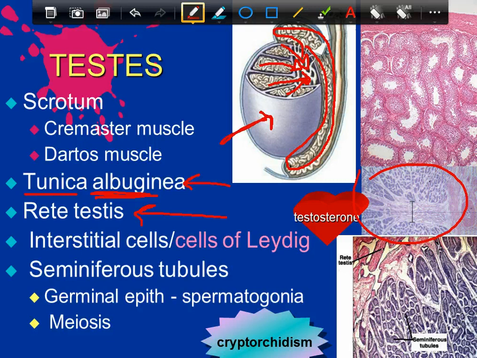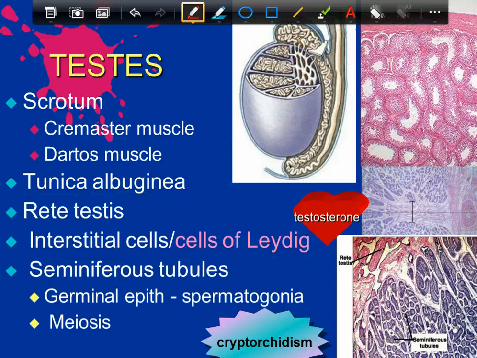Now, this is a low power histology over here, but let me remind you that in between the seminiferous tubules, I'm drawing a line in between the tubules, is where the testosterone is made. There are endocrine cells in between the seminiferous tubules. They're called cells of Leydig or interstitial cells. They make testosterone. Okay, so now we're ready for spermatogenesis.